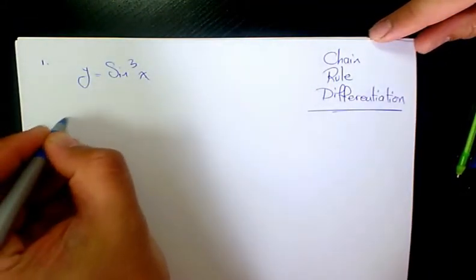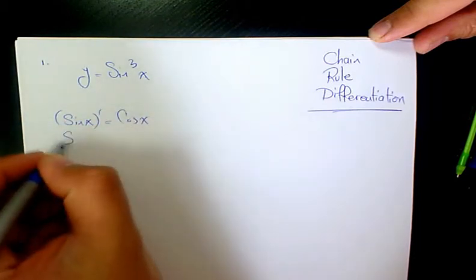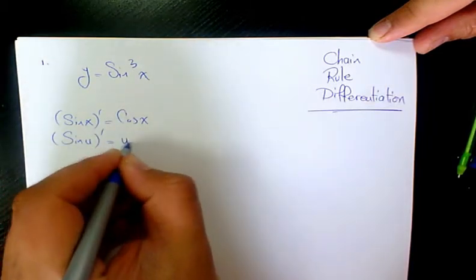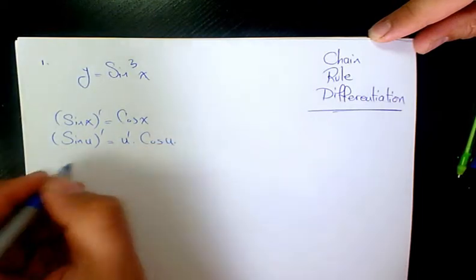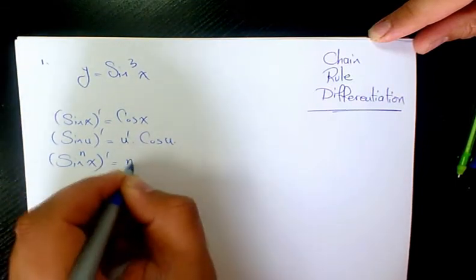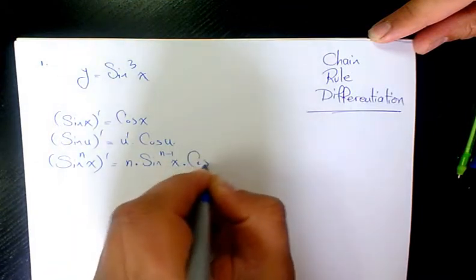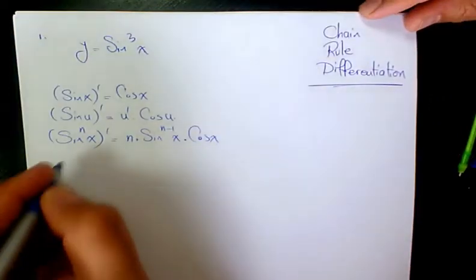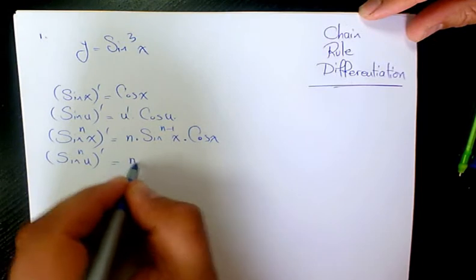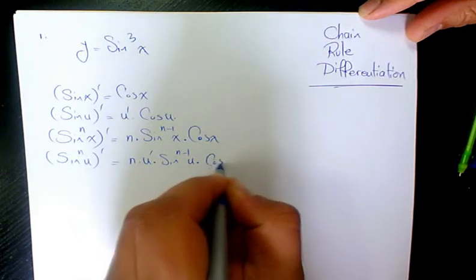We know the derivative of sine x is cosine x. Derivative of sine u, when u is a function of x, will be u prime times cosine u, and derivative of sine to the power of n x is going to be n times sine to the power of n minus 1 x times cosine x. And finally, when we have sine to the power of n of u, when u is a function of x, it is going to be n times u prime times sine to the power of n minus 1 u times cosine u.